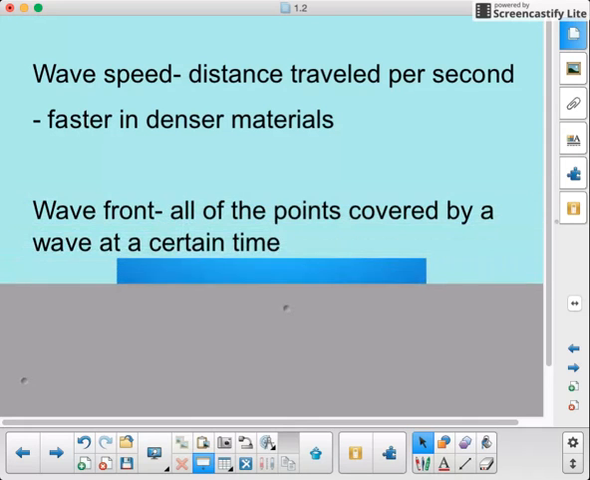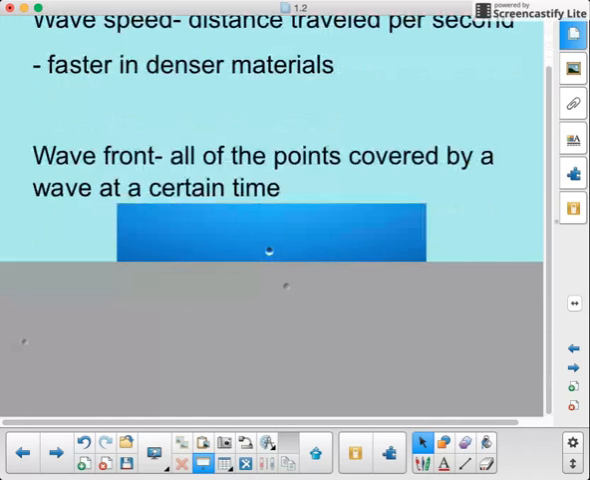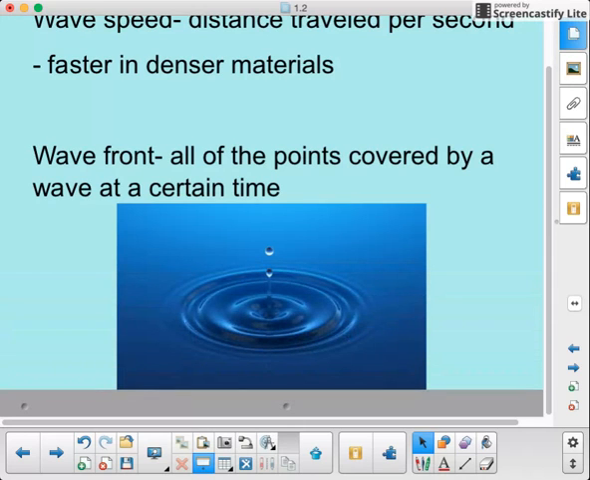The last term in the notes today is the wavefront. One wavefront is all of the points covered by a wave at a certain point in time. So I have a picture of ripples on a pond here, and there is a really nice explanation of this in an illustration in the digital lesson if you'd like to see a video with movement. Each of these ripples on this wave counts as one wavefront. So here, one ripple is one wavefront.